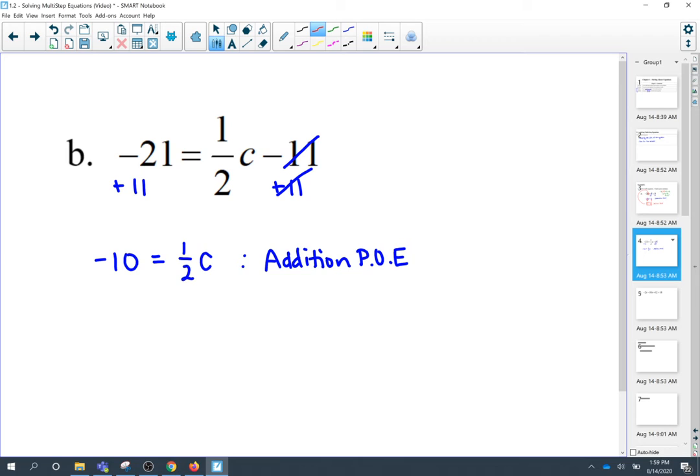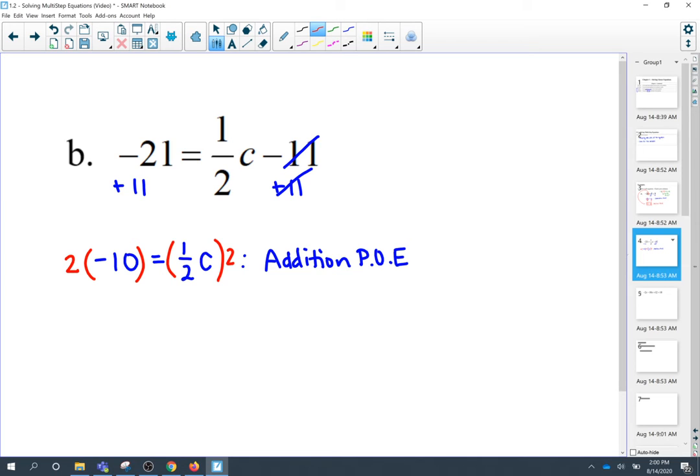So the other way we can do this is we can look at what's called the reciprocal. The reciprocal means we're going to take the 1/2 and flip it upside down to 2 over 1. And 2 over 1 is just 2. So I'm going to multiply both sides by 2.